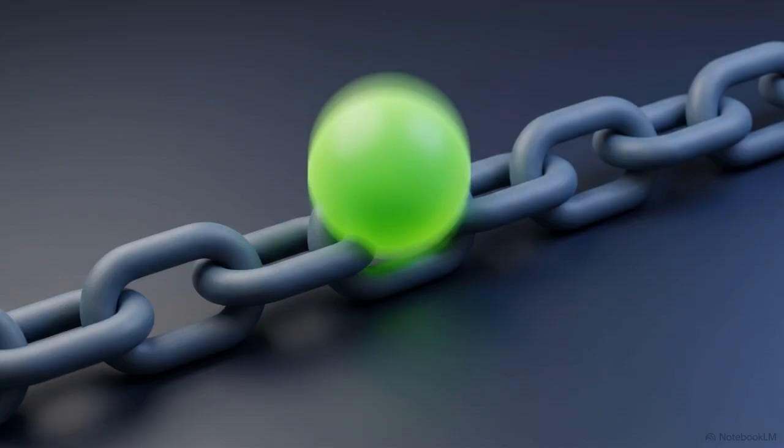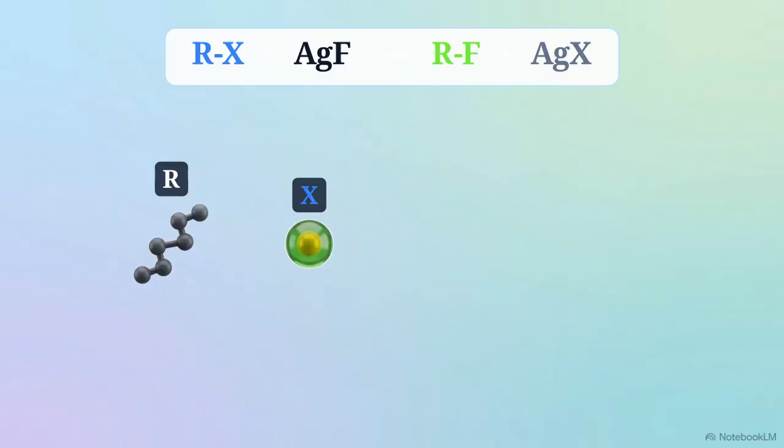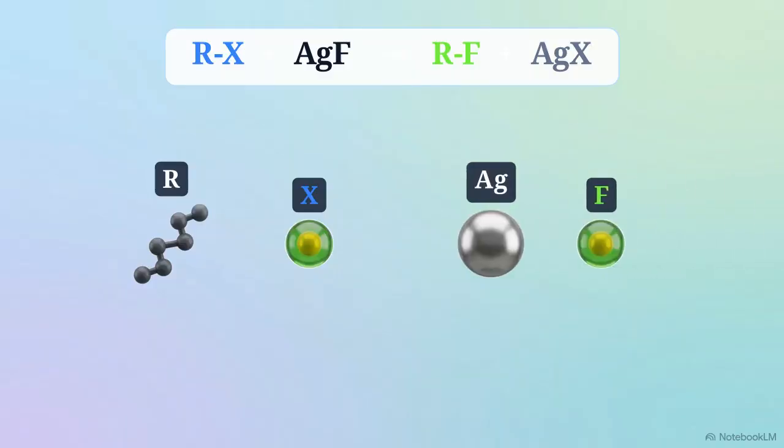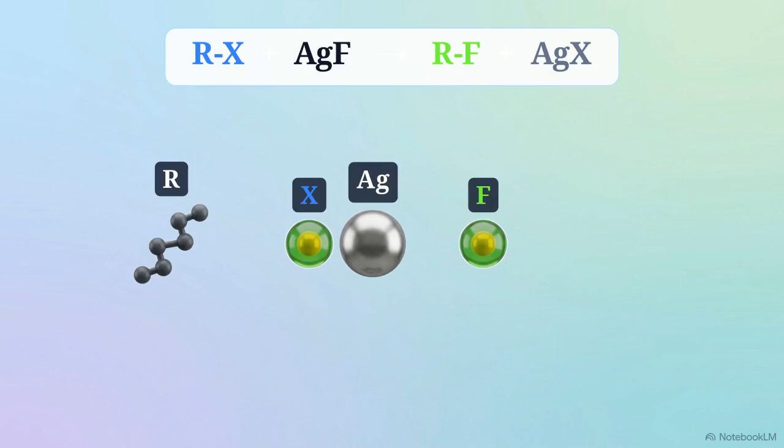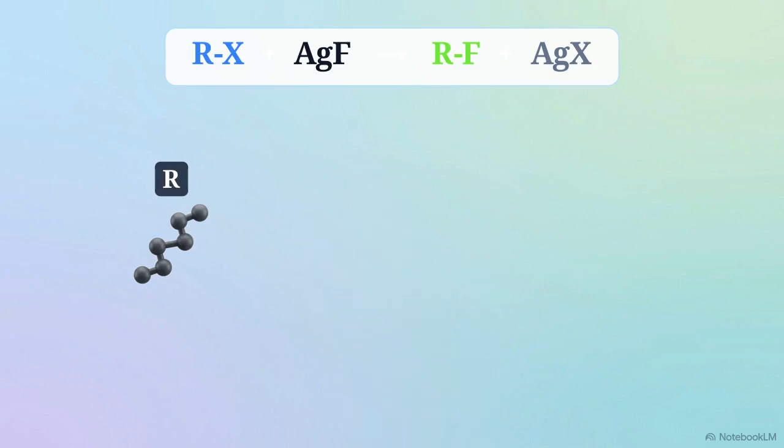Fluorine poses a different challenge. It reacts so aggressively with carbon that direct attachment is difficult to control, making the Schwarz reaction the preferred method for safe attachment. Instead of a direct approach, the Schwarz reaction utilizes heavy metallic fluorides, like silver fluoride. The silver removes the original halogen, while the fluorine transfers over to the carbon chain in a controlled exchange.